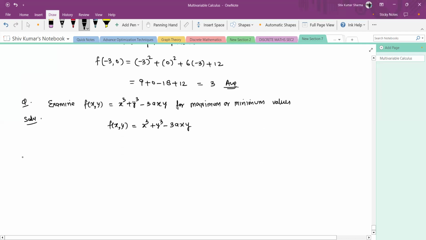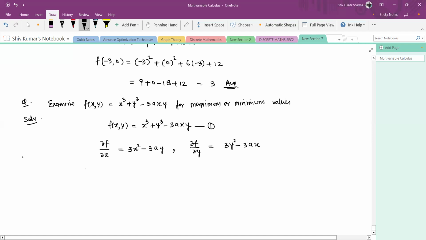So first we calculate del f upon del x. So differentiate with respect to x. So del f upon del x gives us 3x square minus 3ay. Next derivative, del f upon del y gives us 3y square minus 3ax.